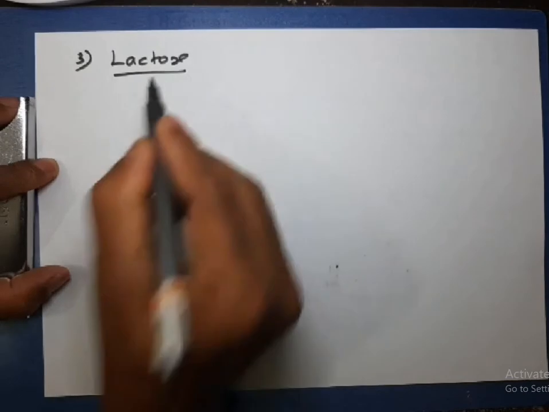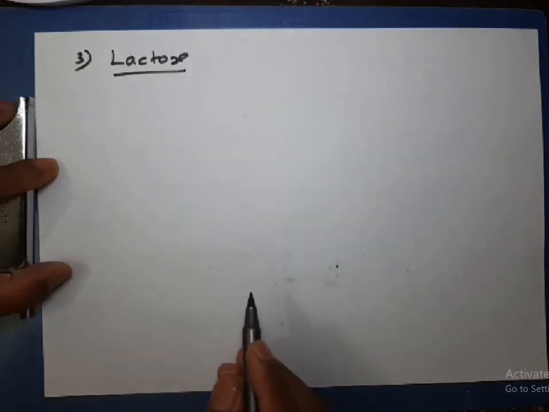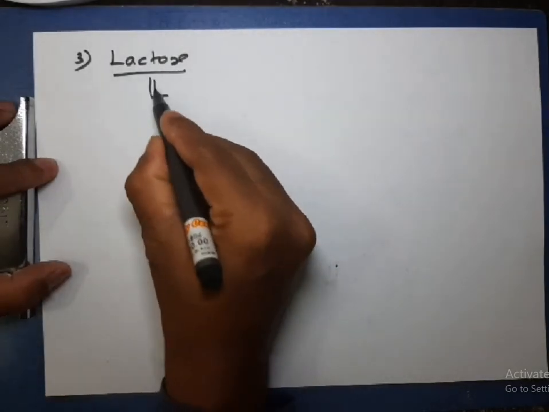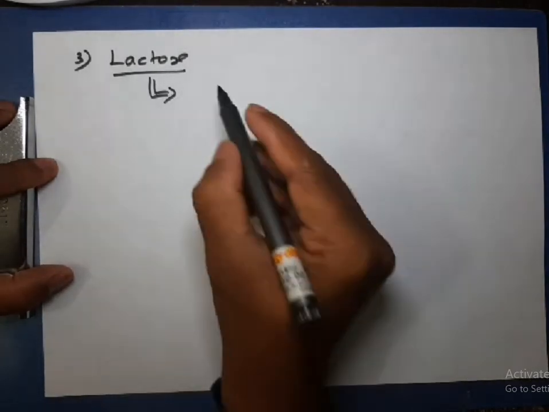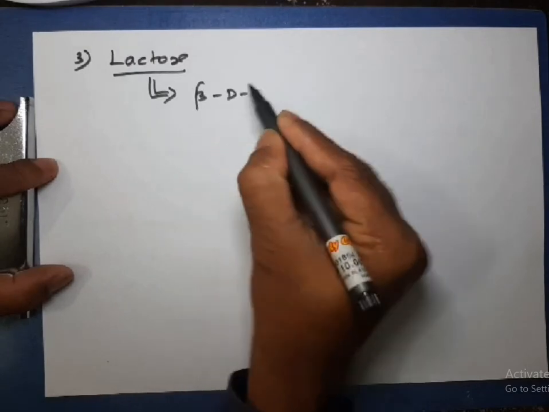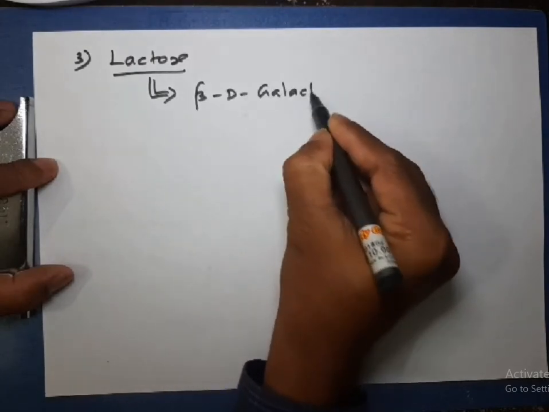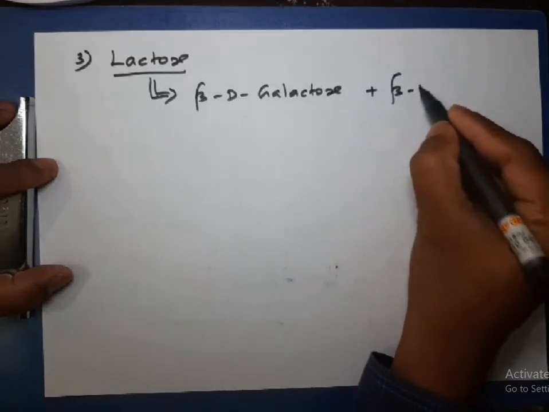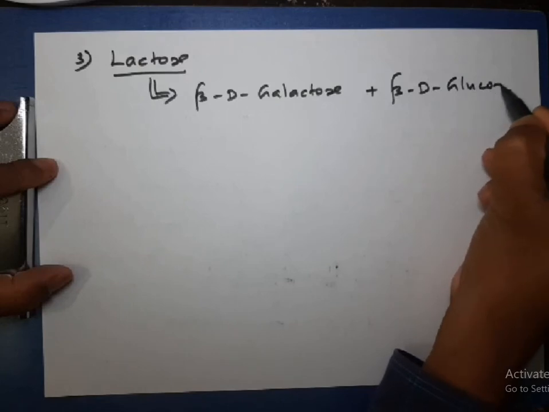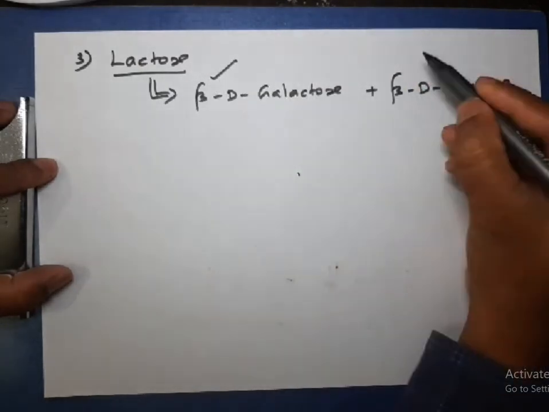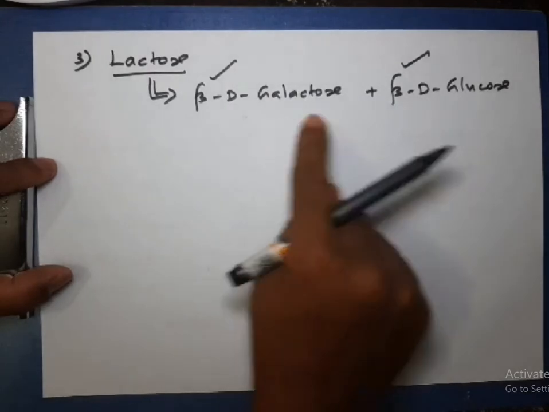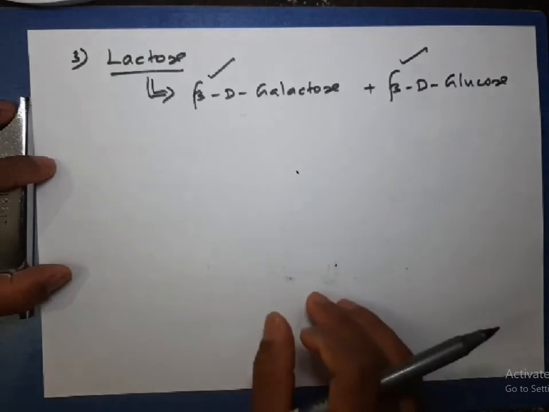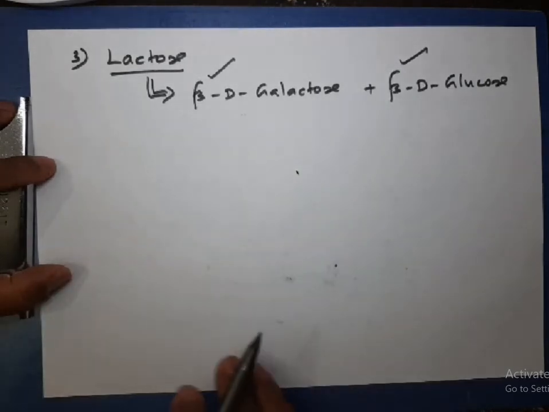Lactose is also a disaccharide. Lactose consists of two monosaccharide units. What are they? Beta D galactose and beta D glucose. See this, very important. Both are beta D. Beta D galactose and beta D glucose. Okay, they are connected through glycosidic linkage and form lactose.